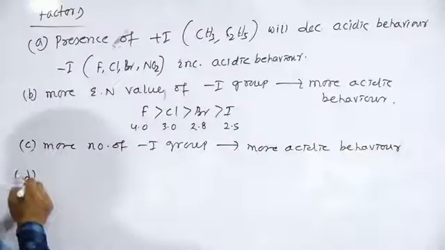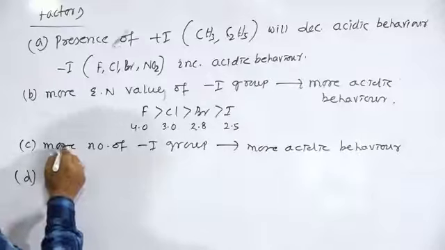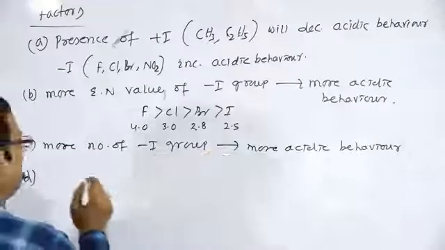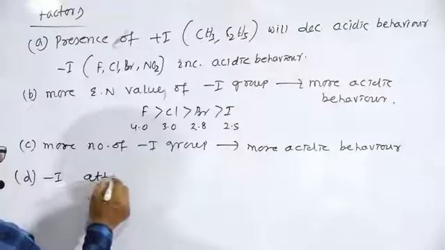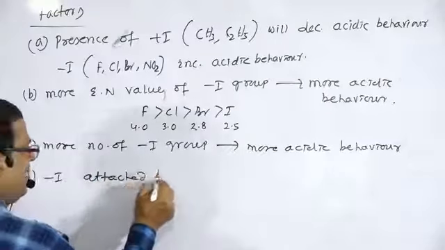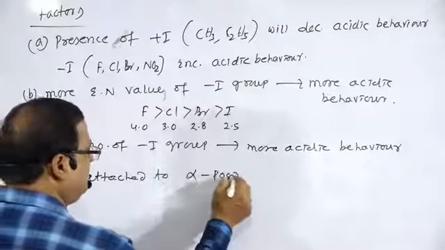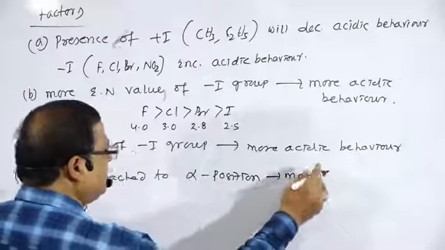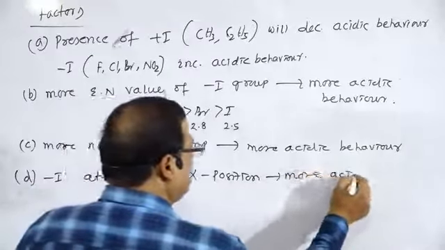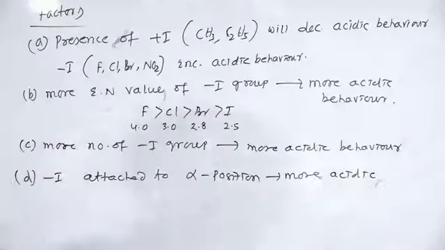And it will take that is more number of minus I group, more acidic behavior. Again, minus I group attached to alpha position, more acidic as compared to beta or the gamma positions.